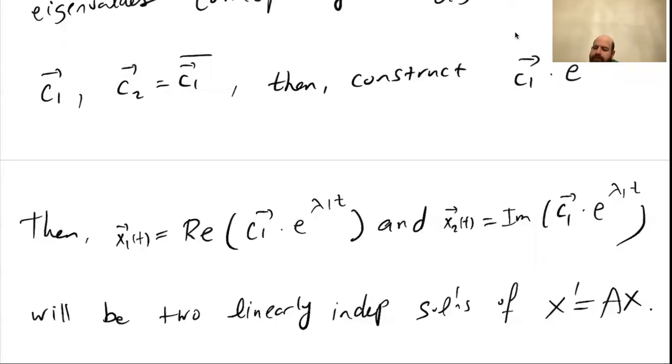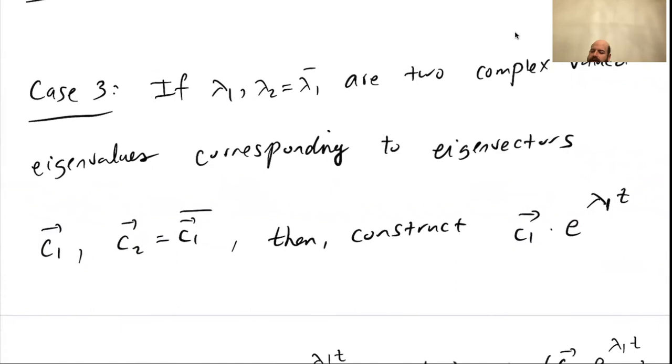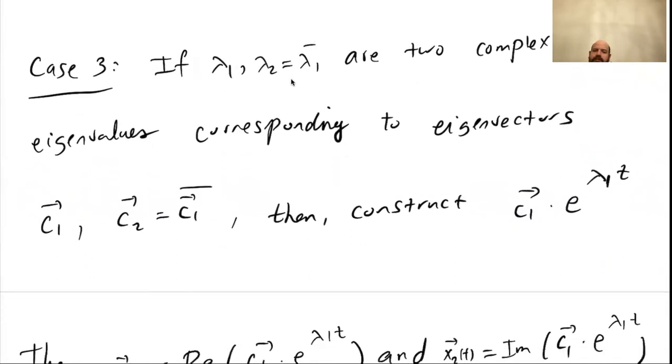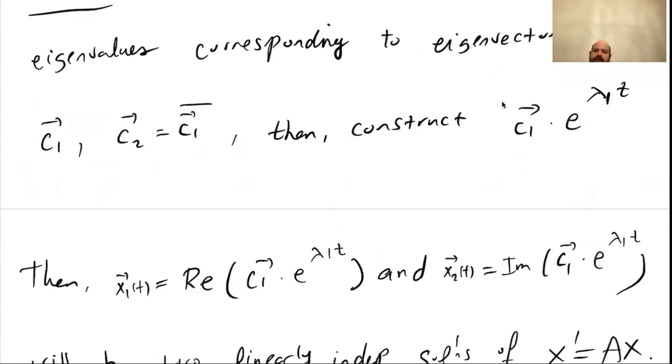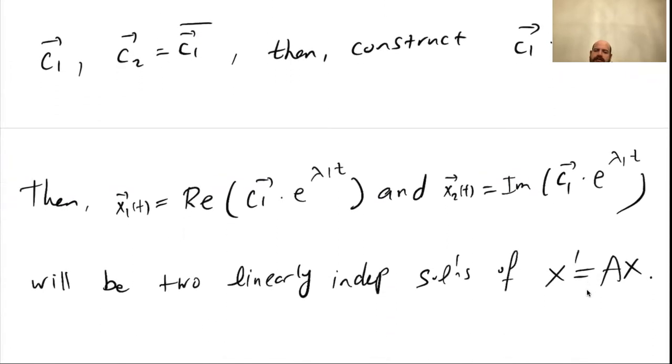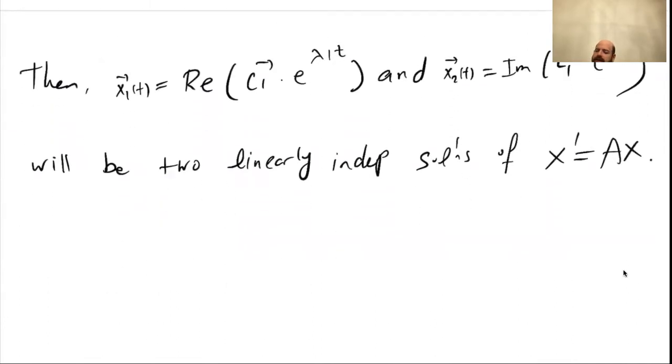So in the case of having two complex valued eigenvalues, just focus on one of them. Forget about the second eigenvalue and second eigenvector. Just look at the first eigenvalue and first eigenvector. Construct this. This will be a complex valued function. Take the real part and imaginary part as your two linearly independent solutions for this system.